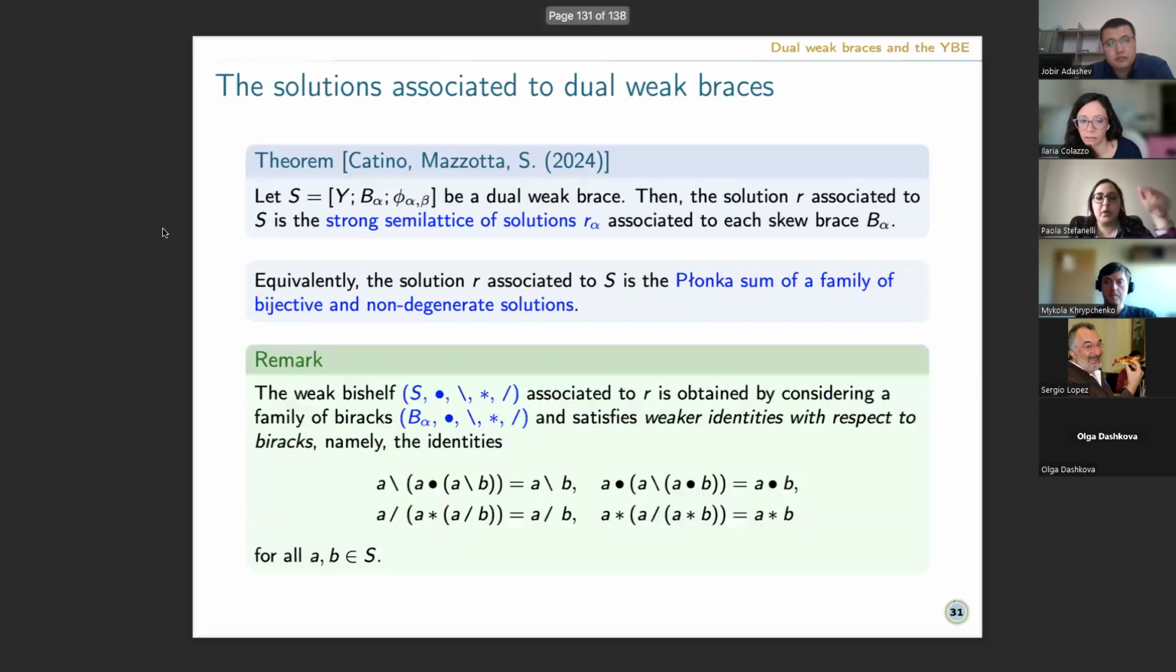And what about the weak bishelf obtained this way? If we consider this family of solutions associated to the alpha, it is clear that we are considering birack structures on the alpha with these four operations, and consistently the weak bishelf obtained by using the Płonka sums of solutions is again, and it should be in this way, an algebra of this type with 4 binary operations. But in this case, this weak bishelf satisfies weaker identities with respect to biracks, that are exactly these 4 identities.